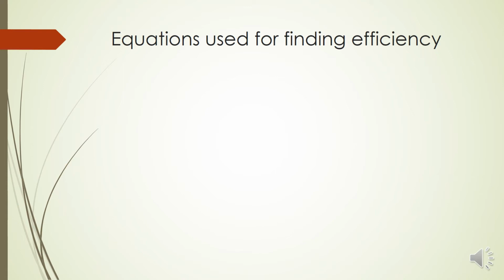And how to find the equations for efficiency? We have different efficiencies in an IC engine, like mechanical efficiency, brake thermal efficiency, and indicated thermal efficiency. So we have to know the different ratios. To find these efficiencies, we require the heat input. So how to find the heat input to the engine, Q1? Q1 is also known as fuel power.